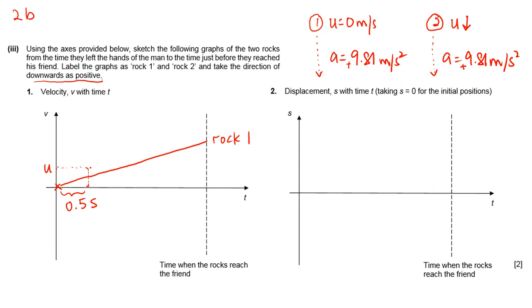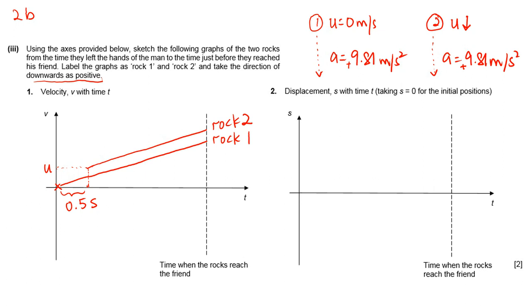After which, it should be a straight line graph having the same gradient as rock 1 until it reaches the friend. That is rock 2. The reason for the same gradient as rock 1 is due to the same acceleration.